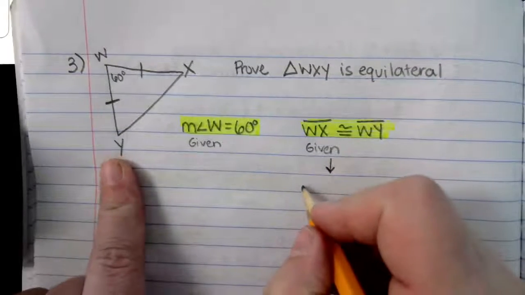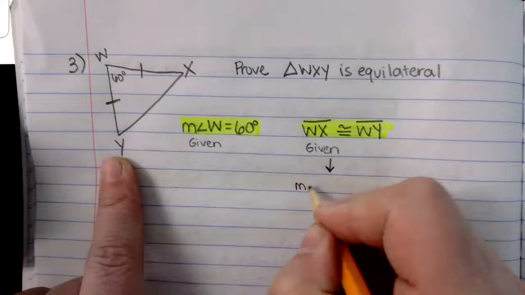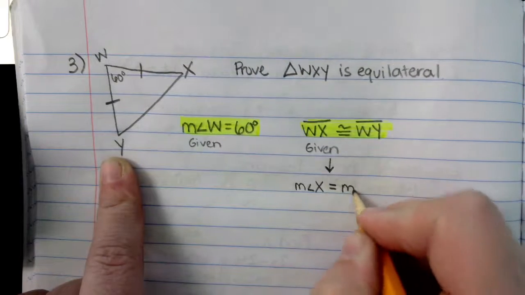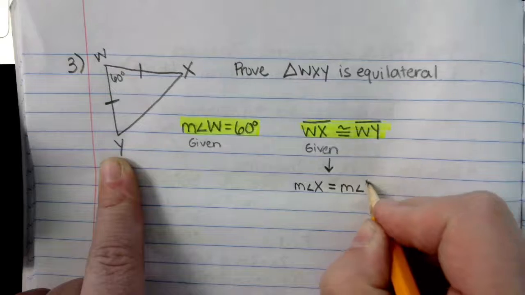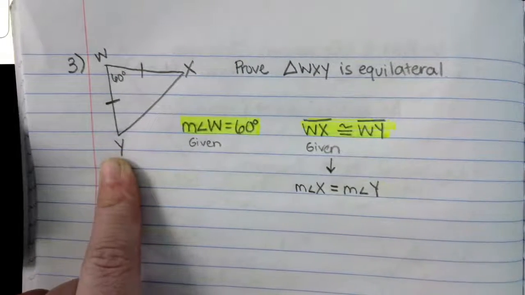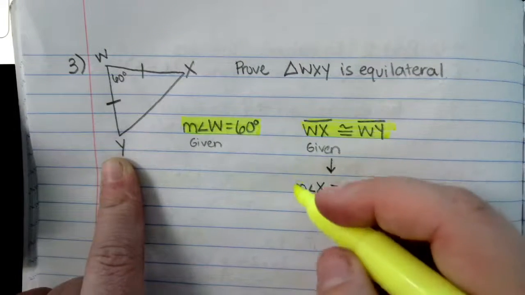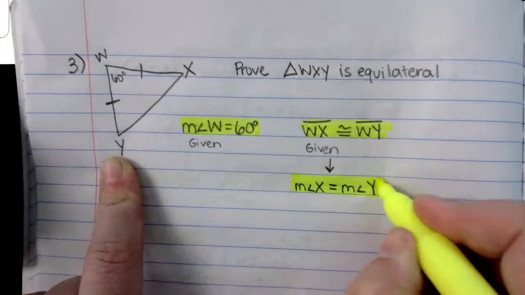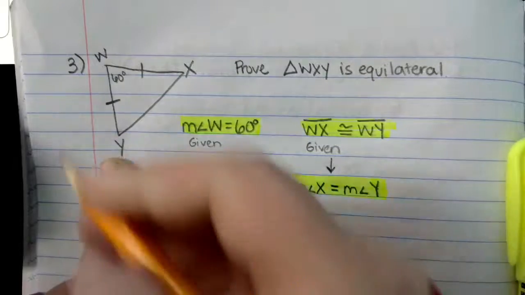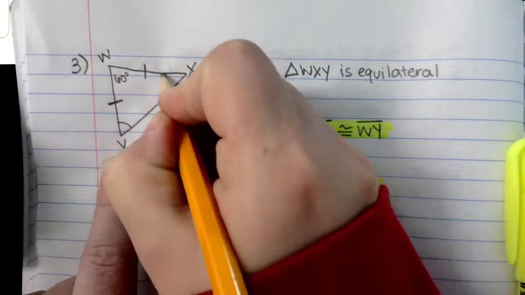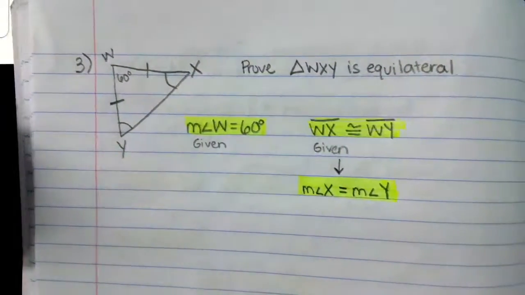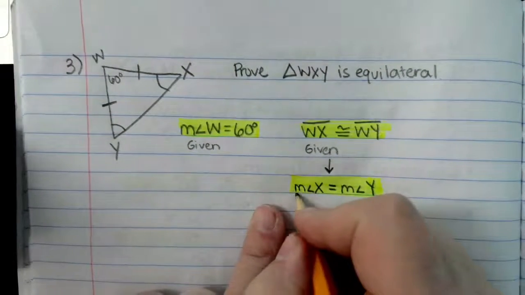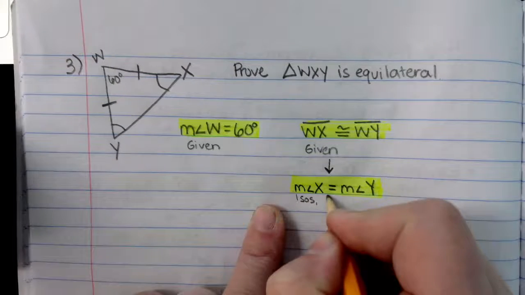So angle X is going to equal angle Y. Does anyone remember what theorem says that if the sides are equal, then the angles are equal? That was from today. We're looking from yesterday with the isosceles. Yeah, the isosceles triangle theorem.